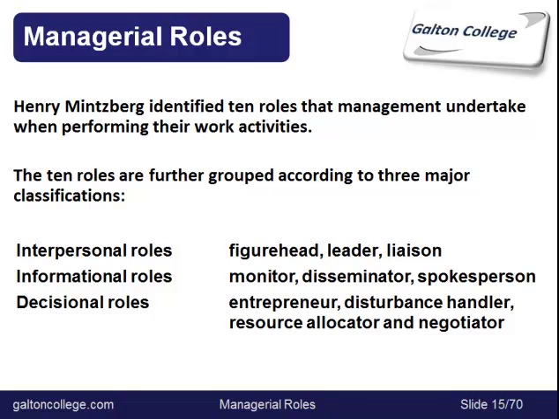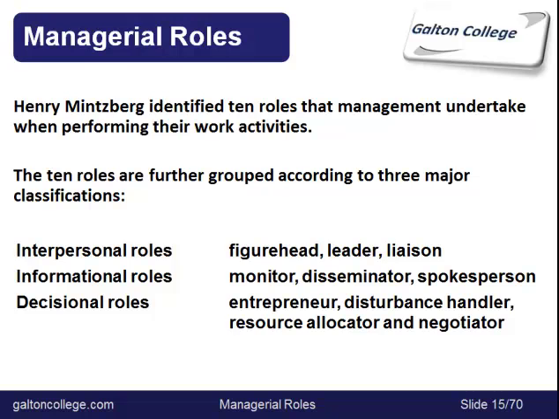Finally, we have decision roles. That's the manager who acts like an entrepreneur, disturbance handler, resource allocator, and negotiator. So here we have entrepreneur is 1, disturbance handler is 2, resource allocator is 3, and negotiator is 4. Add the 4 to the previous 6, and we've got 10, which is our 10 managerial roles. So according to Mintzberg, managers operate according to these 10 roles, and successful managers can be all of these things and be good at each one of them.